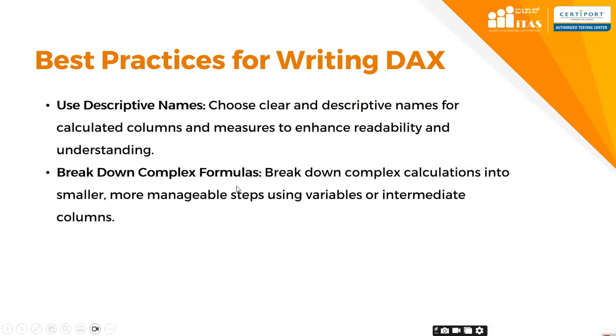Next, break down complex formulas. Sometimes it's not that we use a very simple function like sum, average, minimum. We have to use multiple functions and then combine them into one function. I'll show you, there are very big functions that we'll be writing. So there what we have to do is break the functions into different columns, different measures or different tables, and then try to understand them and combine them. That will become easier. Break down complex calculations into smaller, more manageable steps using variables or intermediate columns. So we can have some variables.